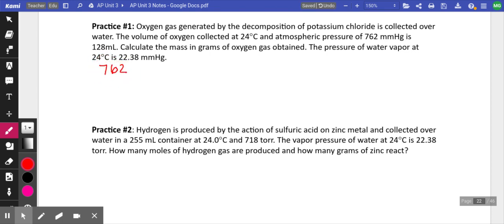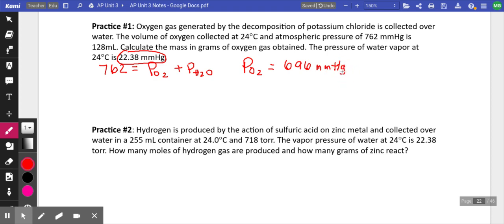And I'm looking to isolate just the pressure for my oxygen. I know that this 762 is going to be equal to my pressure caused by oxygen plus the pressure of the water vapor here. And I know what the pressure caused by the water vapor is because it tells me right here. So to solve for my pressure of my oxygen, I'm going to take that 762, which was the total pressure, and subtract from it the pressure of the water vapor, which is this 22.38. So that'll give me my partial pressure of oxygen as being 696 millimeters of mercury.